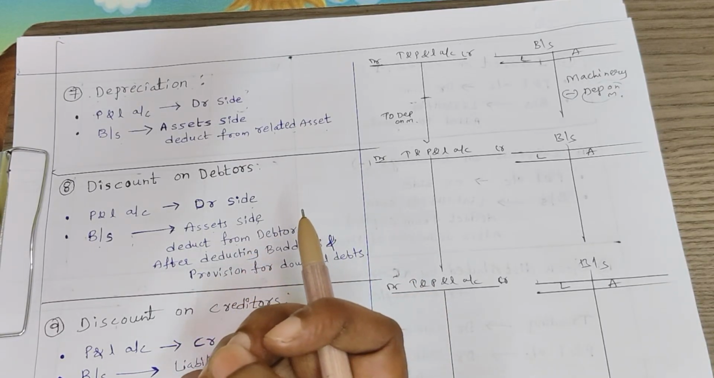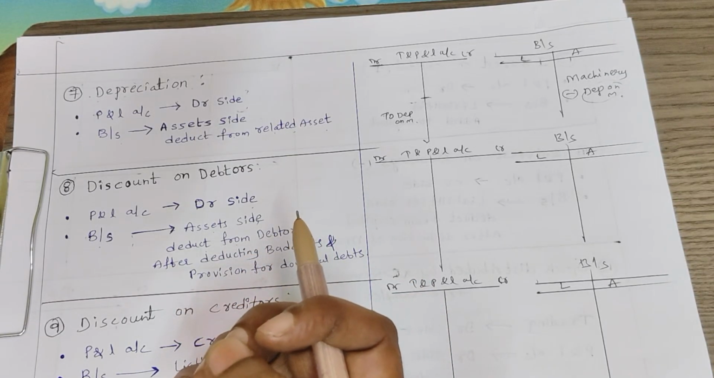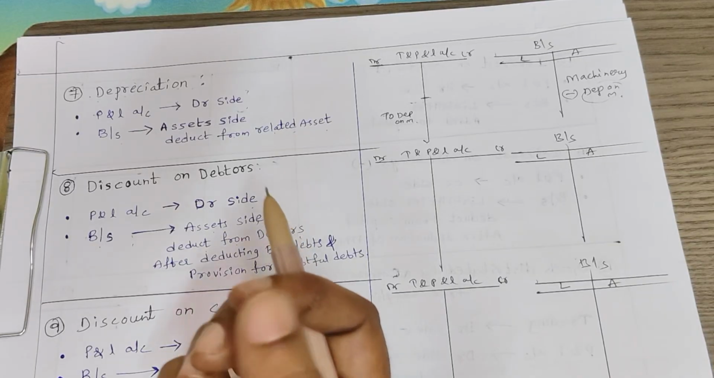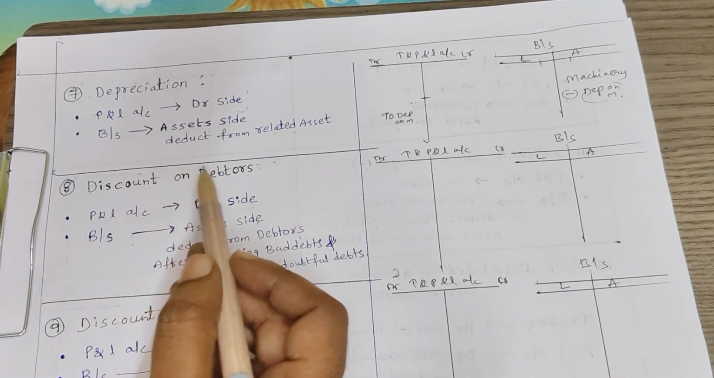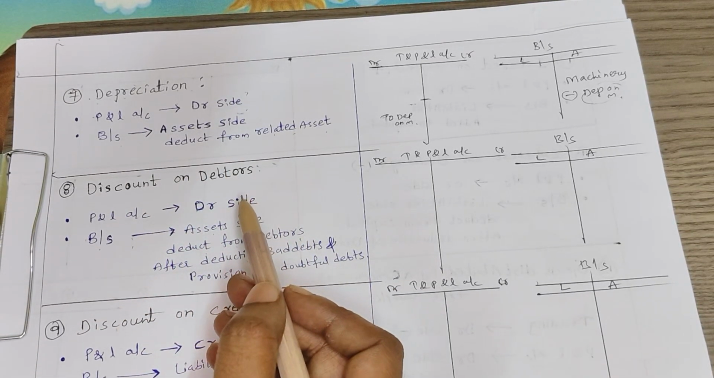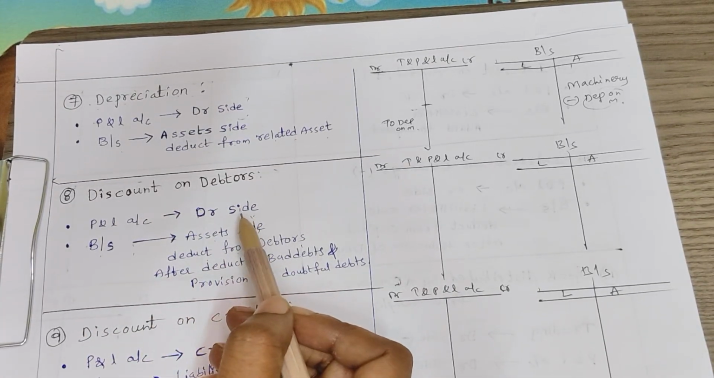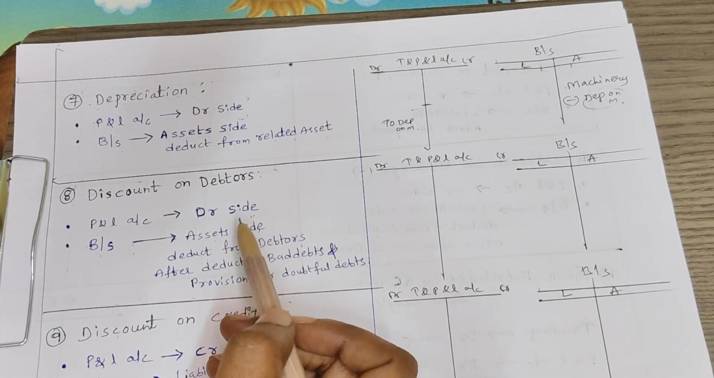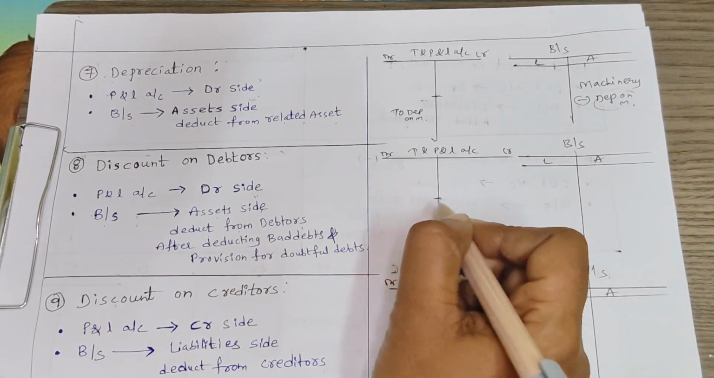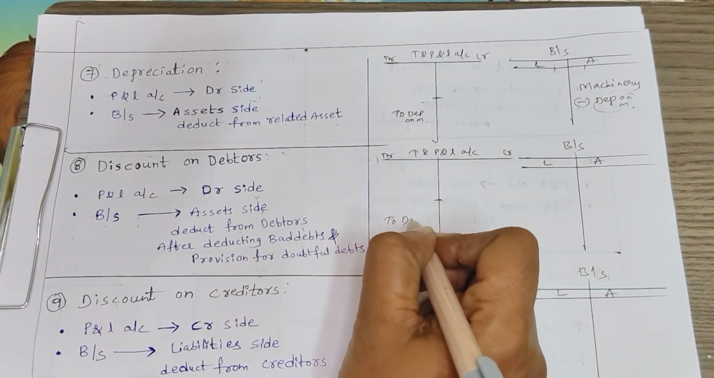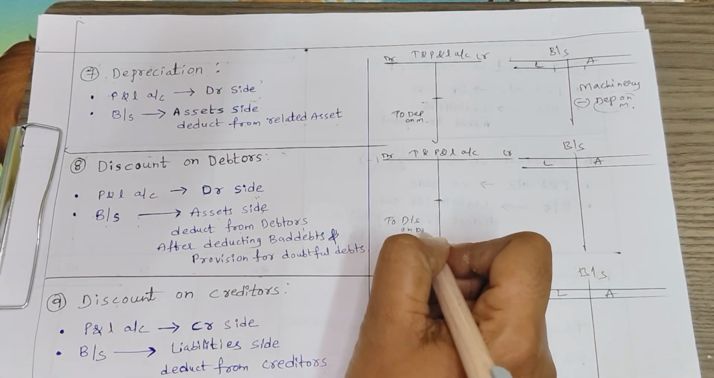So 1,000 is a loss from our business point of view. Okay, so if it is discount on debtors given in the adjustment, what we should do? Profit and loss account debit side we need to show, because it is loss. All expenses, losses should be debited. So in the profit and loss account debit side we should write discount on debtors.